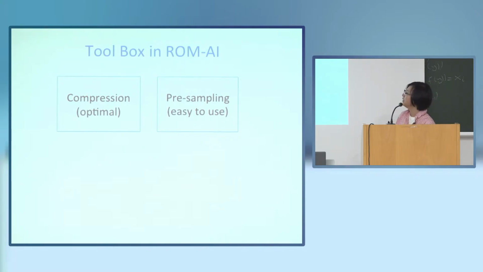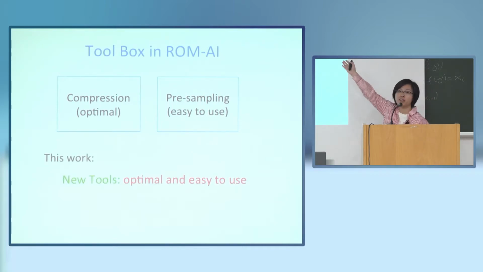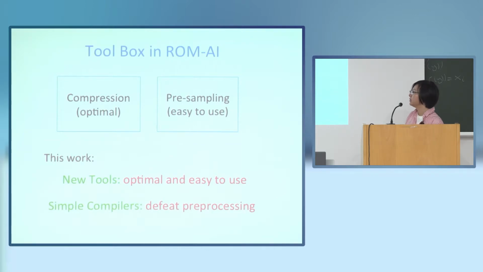But there's one unsatisfying thing about the pre-sampling technique, introduced by Unruh: it doesn't give you tight bounds. So the main message of our work is we introduce some new tools. Essentially, we improve the pre-sampling to almost the optimal case, and now you have easy-to-use tools. And we suggest you look into these tools. It's very easy to use, and based on that, we can give some simple combiners, which take a construction and combine it with another construction to help you defeat preprocessing.